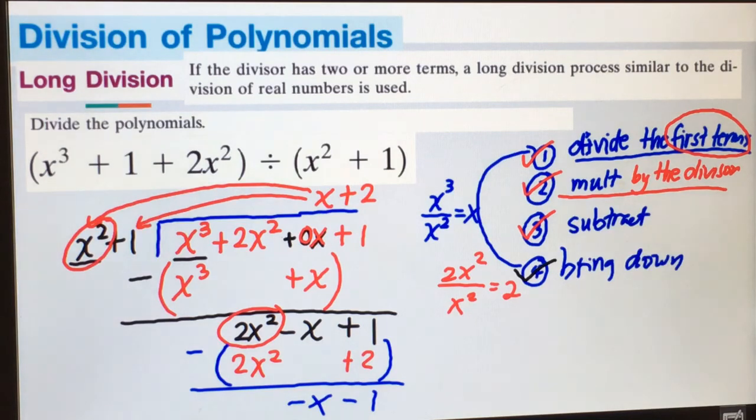And now I don't have anything to bring down, so I am done. This is now the quotient. And what you have here at the bottom is going to be your remainder. So what we do is we add the quotient plus the remainder over the divisor. So your answer will look something like this.